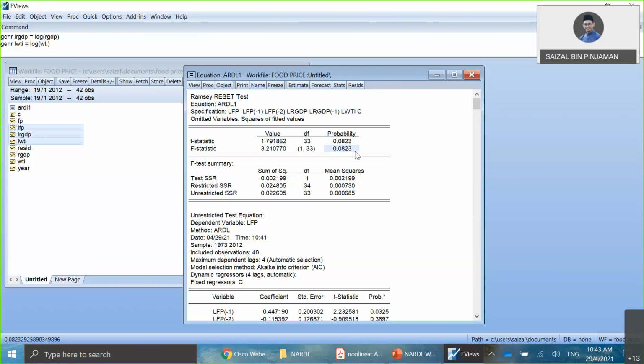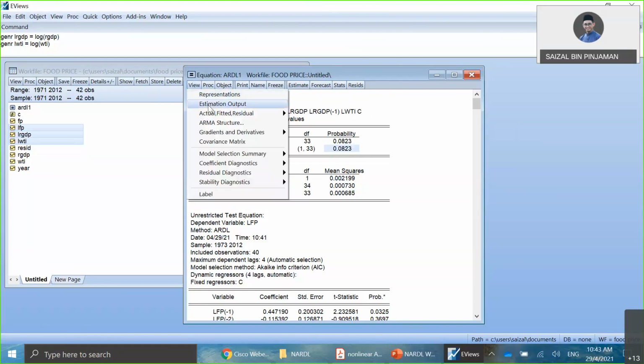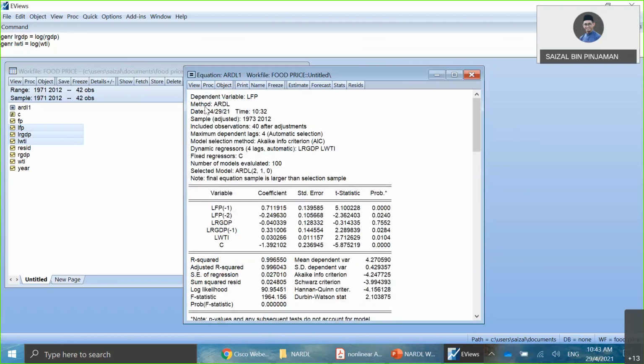Remember the Ramsey reset test? The Ramsey reset test tests whether the non-linear combination of the fitted values helps to explain the response variable. So in this case, it seems to suggest that we have a non-linear relationship between the independent and the dependent variables. Okay, so for that, we proceed with the NARDL.